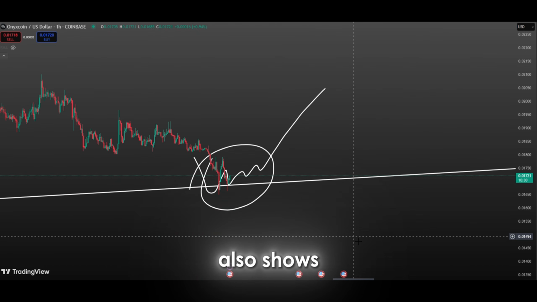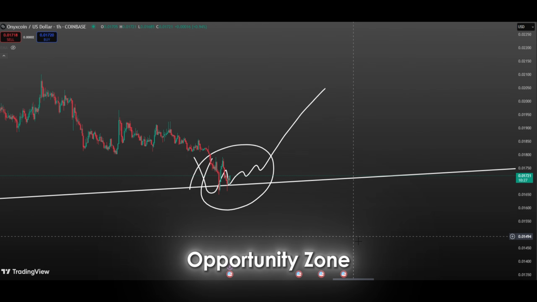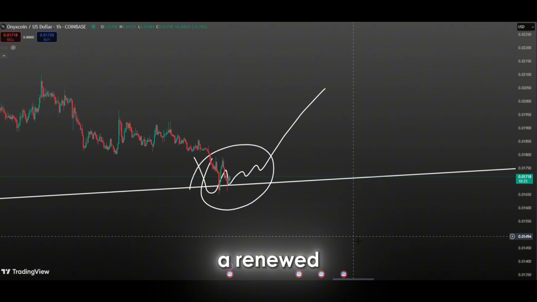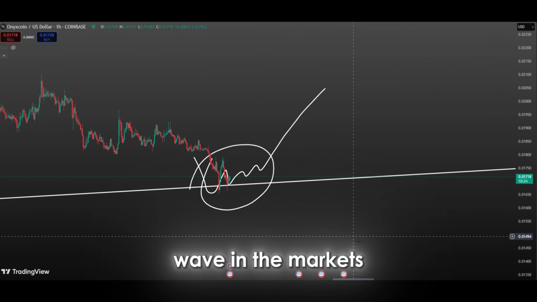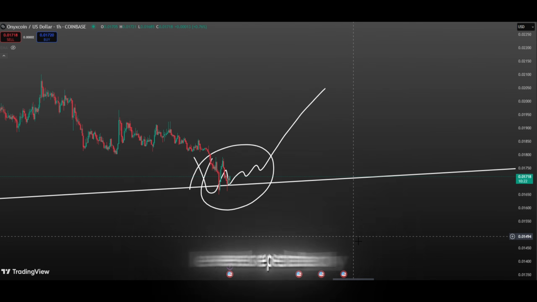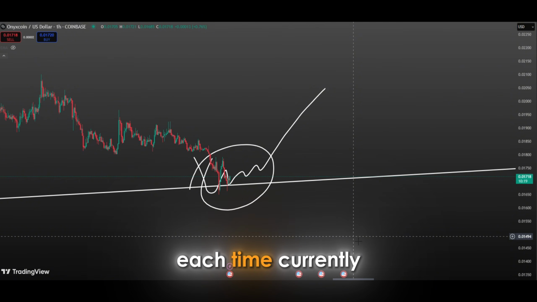This price movement also shows that the previous upward wave did not end with a correction, but rather that the correction created a new opportunity zone. This opportunity zone could be the first step in a renewed and strong upward wave. In the markets, trend lines don't just work once. The price can return to these levels repeatedly. What's important is that the level continues to act as support each time.